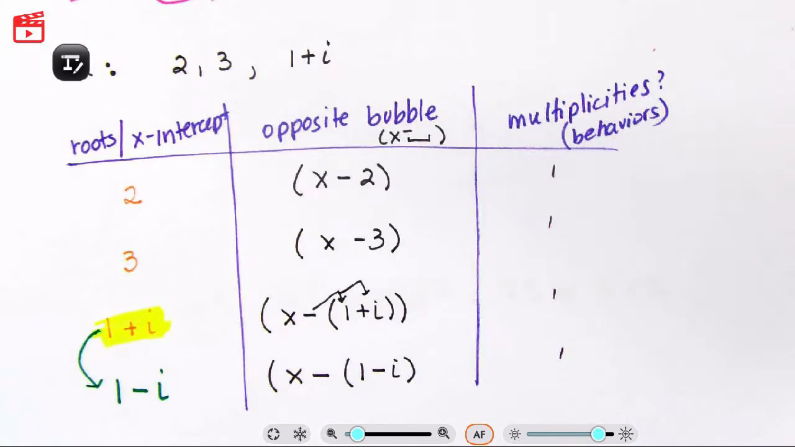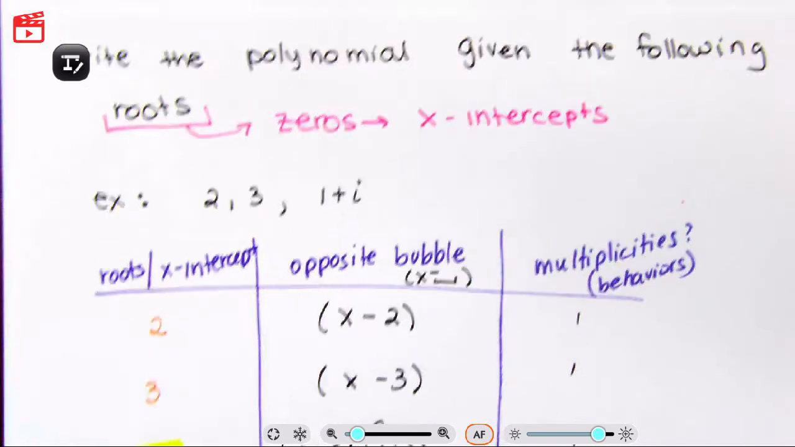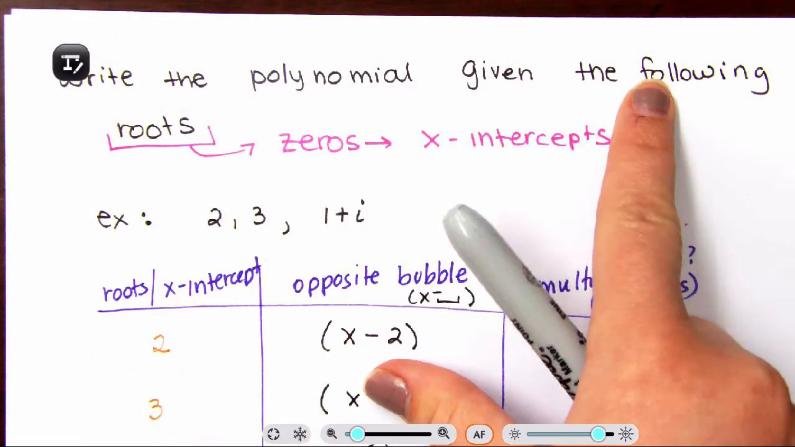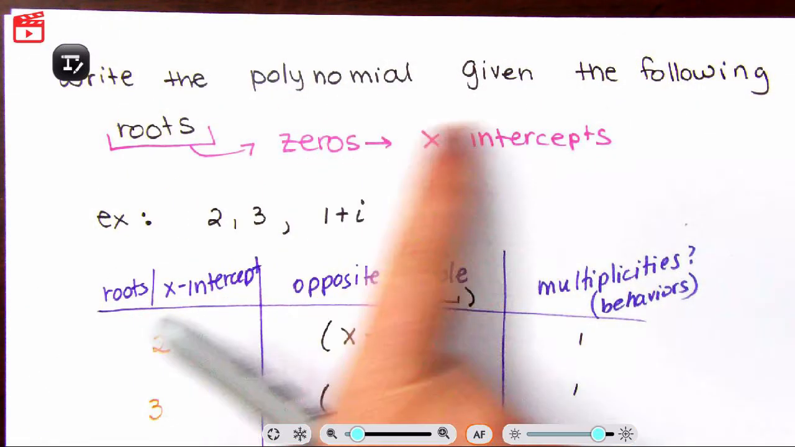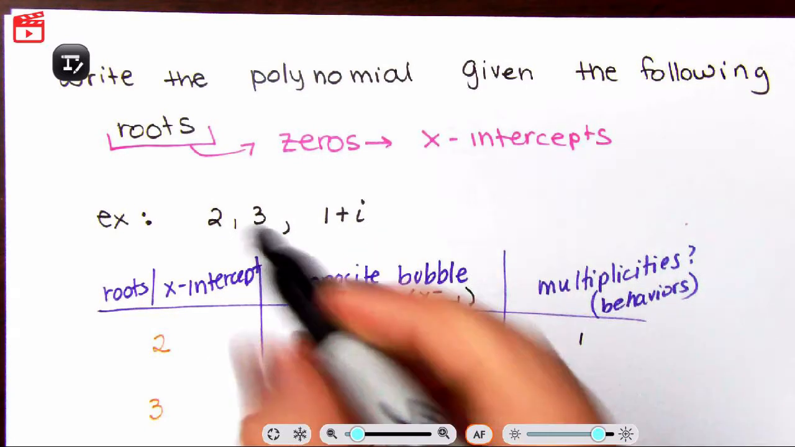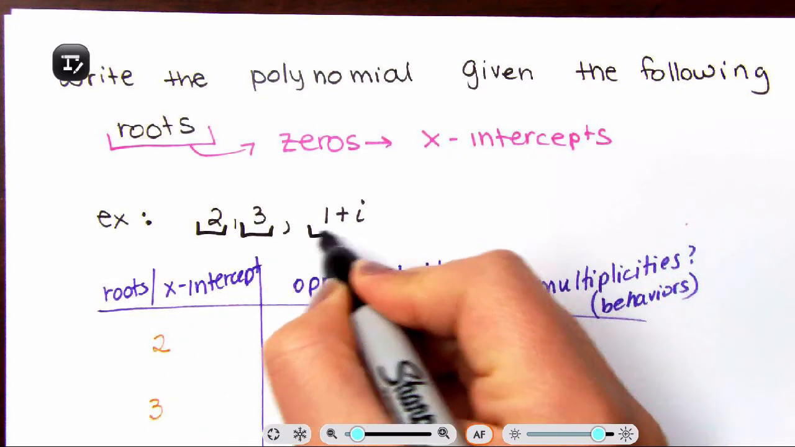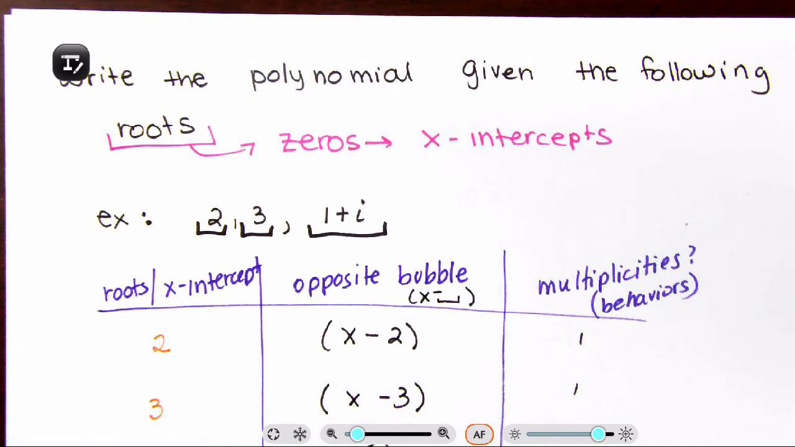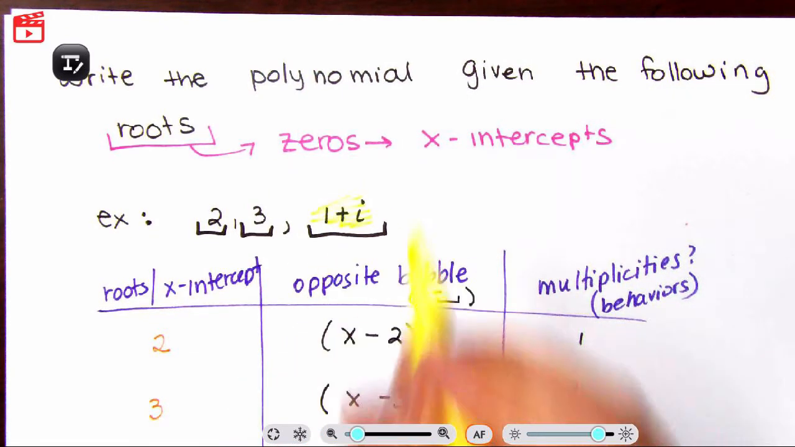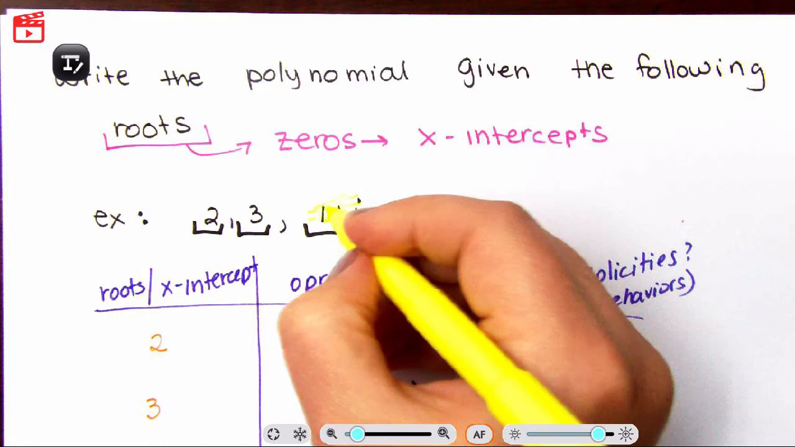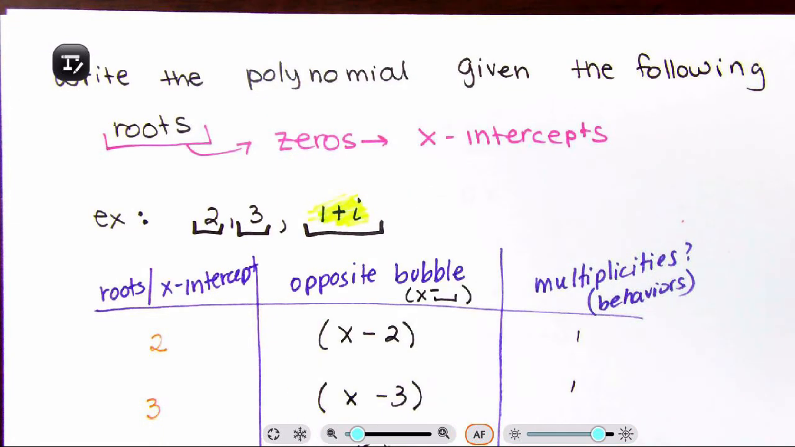So let's start. Quick review. The question is asking us to write a polynomial given the following roots. Roots are zeros, x-intercepts. They gave us 3 of them, but this one here is hidden. It's like secret. Mathematicians are lazy. We didn't want to write the other one, so be careful. Anytime you see i or a square root, you know that the conjugate needs to happen.